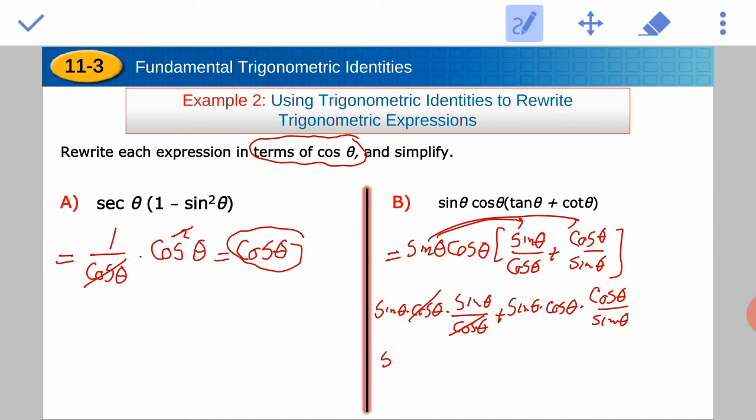This is exactly sine squared theta plus. Also, we can simplify sine theta with sine theta, and we are left with cosine theta times cosine theta. This is exactly cosine squared theta. Does it look familiar? What is sine squared plus cosine squared, guys? It's 1. And this is the simplest answer of this problem.